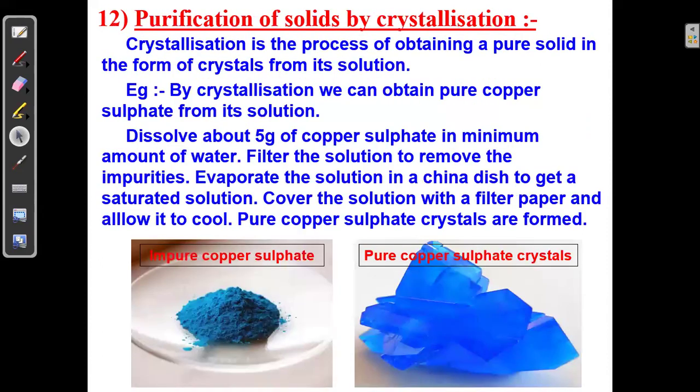We also did the process of crystallization. I explained to you yesterday that crystallization is the process in which crystals are formed, and those crystals can be separated out. So what are crystals? Crystallization is the process of obtaining a pure solid in the form of crystals from its solution.